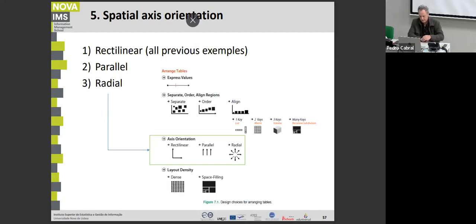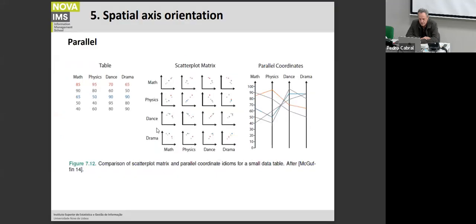Okay, now regarding the spatial axis orientation, this can be rectilinear, it can be parallel or radial, okay? So we have here an example for the same data set. We have a table with several disciplines, and here can be maybe the grade of someone, or each item can be a student, for instance, each line is a student.